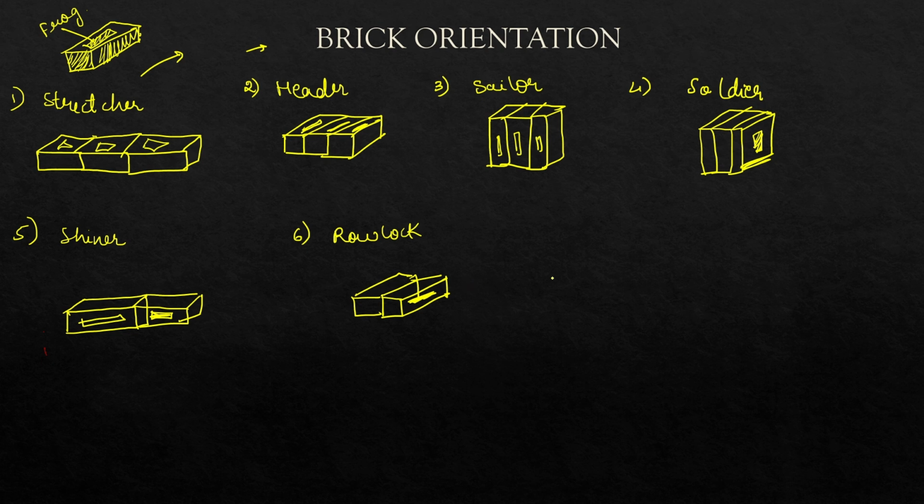They may ask the question in such a way that what if you turn the bricks. Sailor brick in 90-degree, you'll get soldier. If you turn shiner to 90-degree, you'll get rowlock. If you turn stretcher to 90-degree, you'll get header. Like rotating the angles of these bricks.